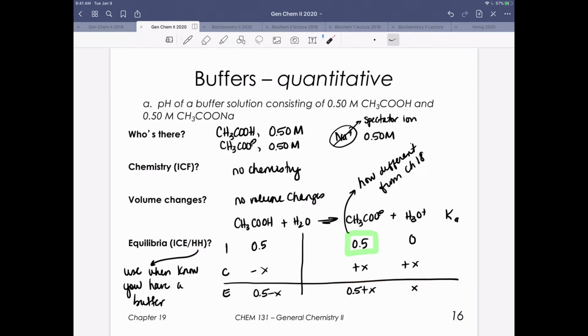So I'll give you a minute to kind of let this sink in and think now again about what this means. How would we solve this ICE table to essentially get our x, because that's going to determine what H3O+ is?